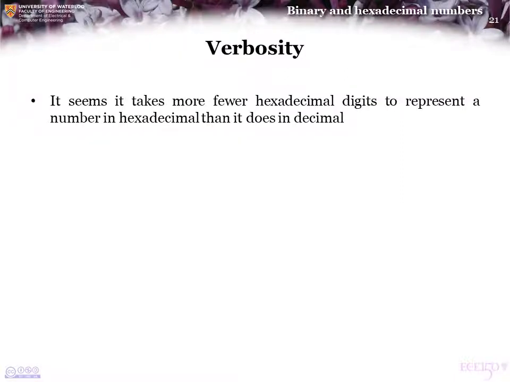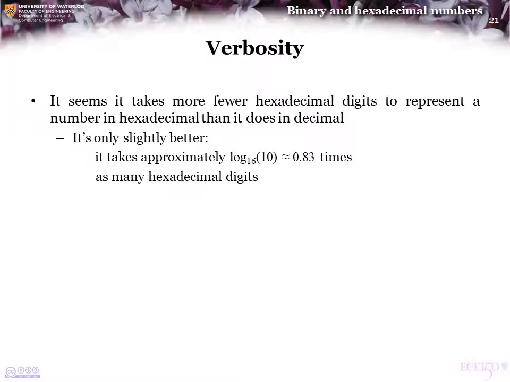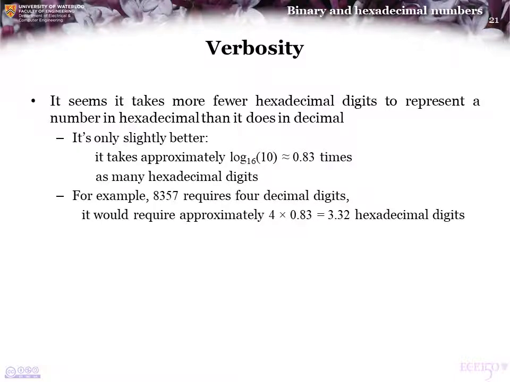Now, it seems that if we are dealing with base 16 instead of base 10, it should require fewer hexadecimal digits to represent a number in hex than it does to represent that same number in decimal. And again, hexadecimal is sometimes abbreviated as simply the word hex. However, it's not that much better. It's only slightly better. So normally it takes log base 16 of 10, or 0.83 times as many hexadecimal digits to represent the same decimal number. So for example, the decimal number 8,357 requires 4 decimal digits. It would therefore require approximately 3.32 hexadecimal digits. It actually still requires 4, but close enough.